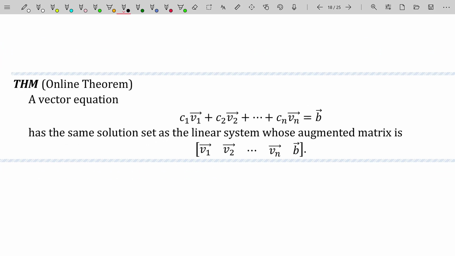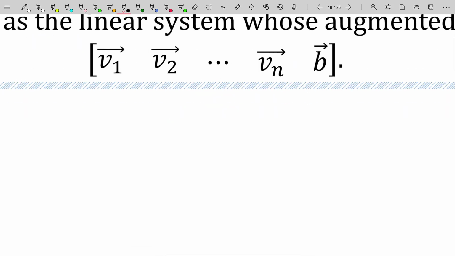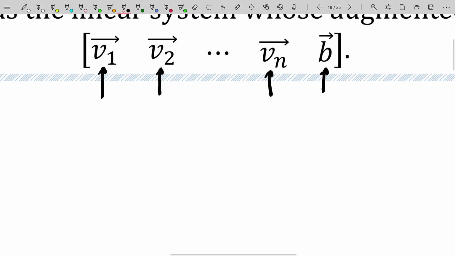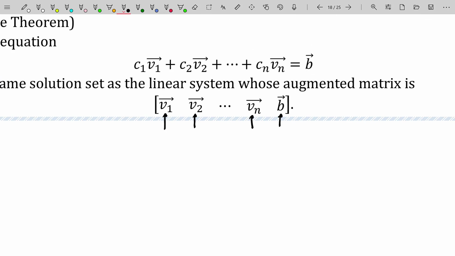So suppose a vector equation's been handed to us. Well, that vector equation has the same solution set as the linear system whose augmented matrix is this augmented matrix right here. The first column is the vector v sub 1, the second column is the vector v sub 2, and so on and so forth down the line until you get to the nth column, which is the vector v sub n, and then the rightmost column, which is the augmentation column, is the right-hand side of this vector equation. It is the vector b.